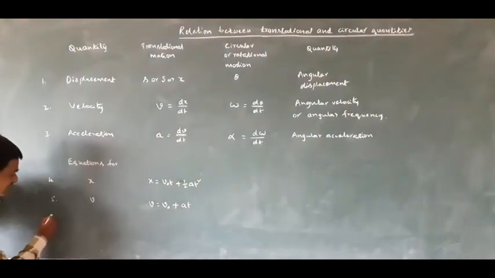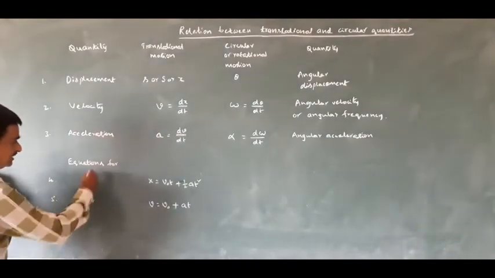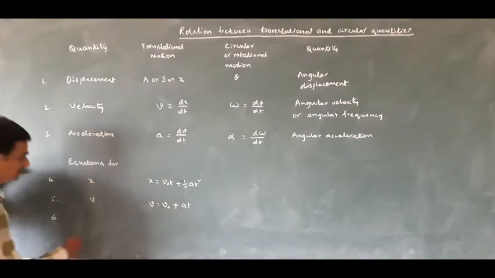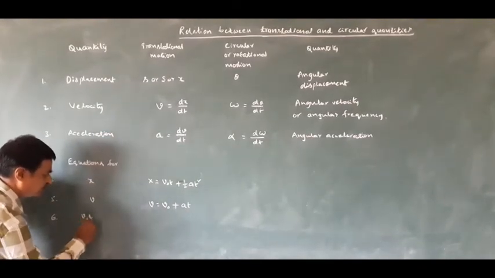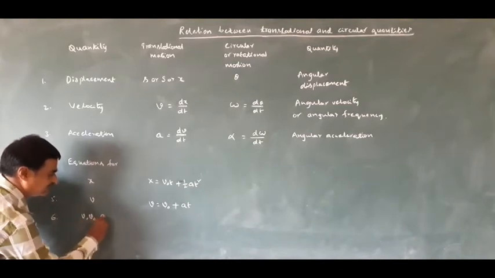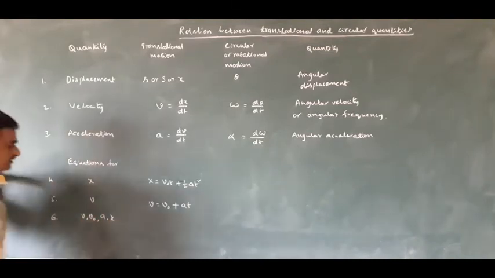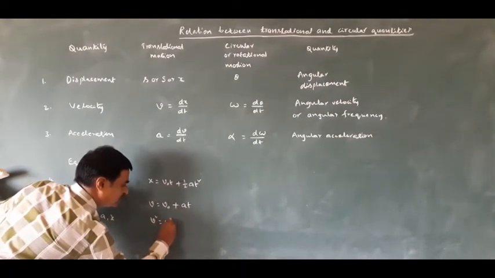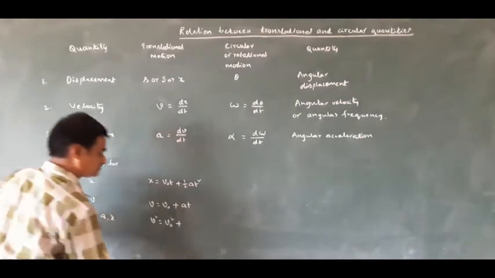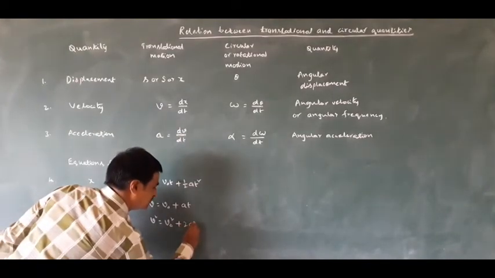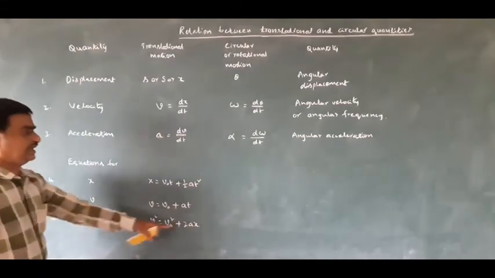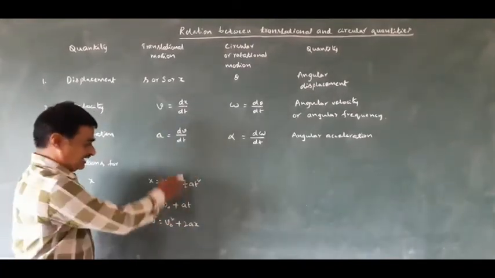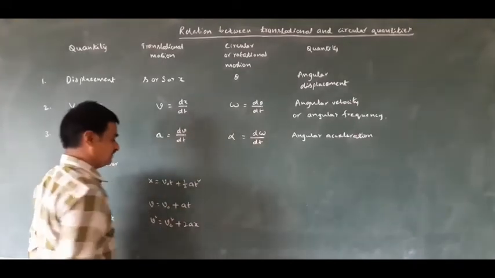Then the equation for the relation between v, v naught, acceleration and x. We simply write this as v square is equal to v naught square plus 2ax. We know these relations. Similarly, from this analogy, we can write the equations for these quantities.